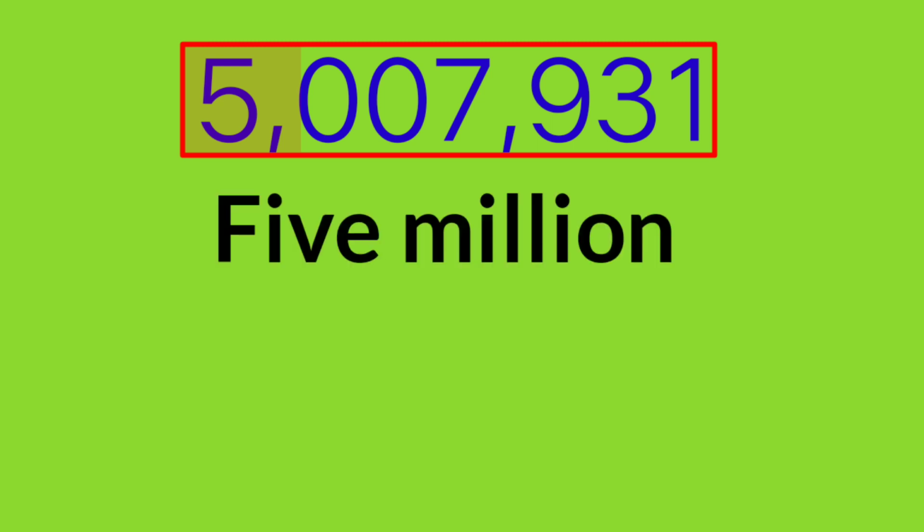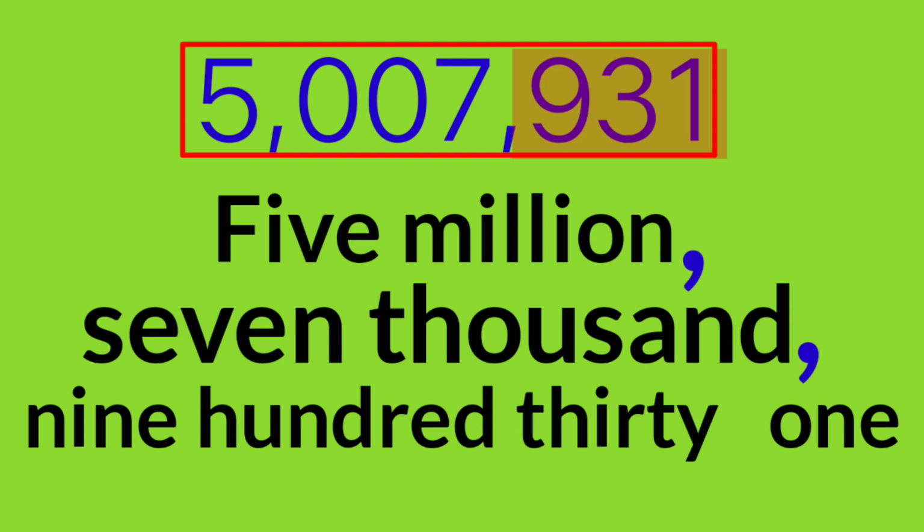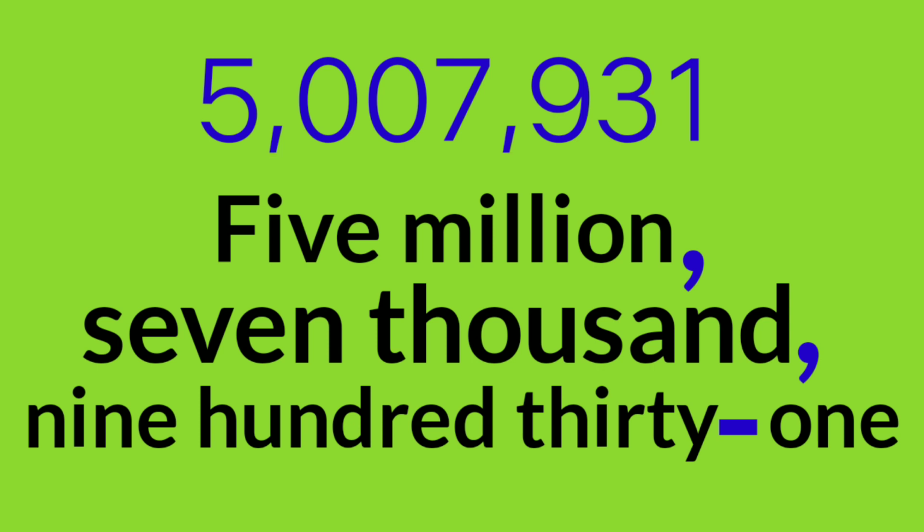Let's have the next number. 5,007,931. How do we write it in words? So 5 million. After million, you have to put a comma. Then 7,000. After the word thousand, you have to put a comma. Then 931. So 31 is two words, so you have to put hyphen in between 30 and 1. And this is how we write 5,007,931 in words.